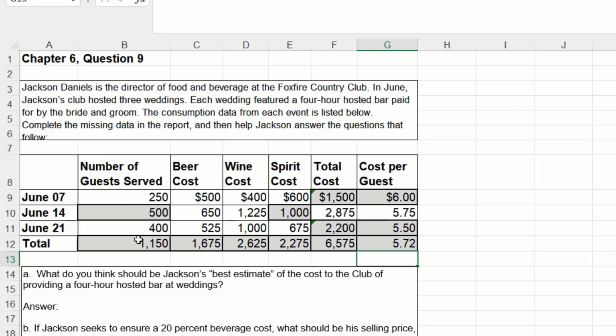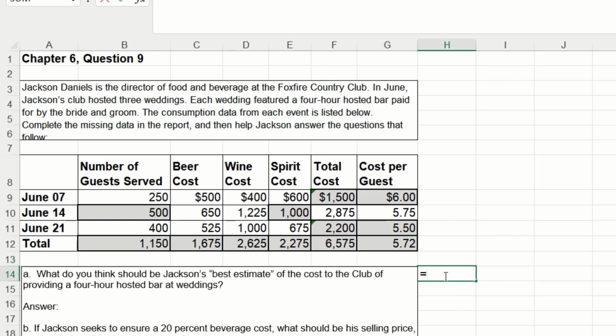What do you think should be Jackson's best estimate of cost at the club for providing a 4-hour hosted bar? So $5.72 is your best estimate. You've got a pretty good sample here. $5.72 per guest for a 4-hour bar. All right. So question B, if Jackson seeks to ensure a 20% beverage cost, what should his selling price be per guest for a 4-hour hosted bar?